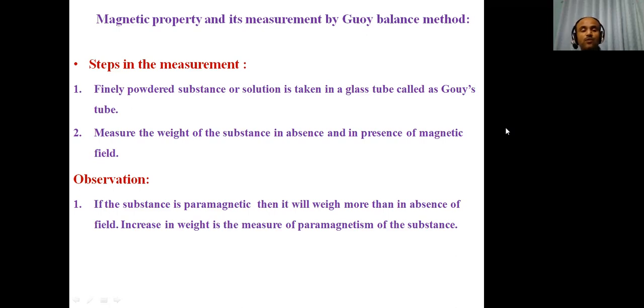And what observation do we get during the measurement? If the substance is paramagnetic, then it will weigh more than in absence of the field. The increase in weight is the measure of paramagnetism of the substance.